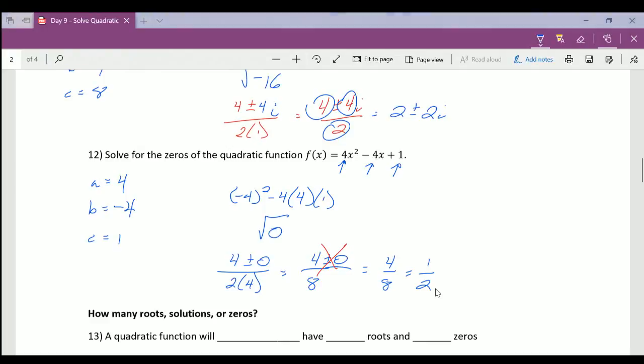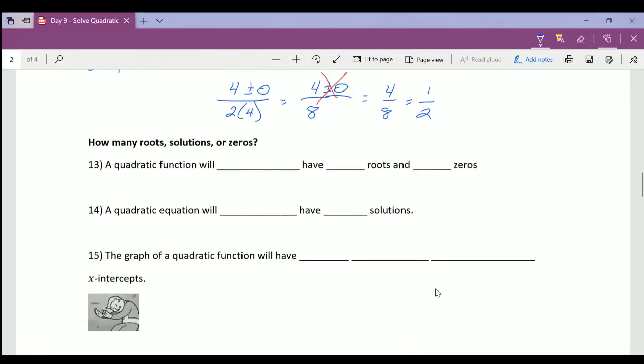So those are a couple of the examples of the type of answers you could end up getting. Roots, solutions, and zeros. Since we are coming back to this now after spending a lot of time graphing polynomial functions, hopefully this makes a little bit more sense why we're making a distinction here, because it will always have 2 roots and 2 zeros. Whether they're imaginary or real, they're still roots, they're still zeros.